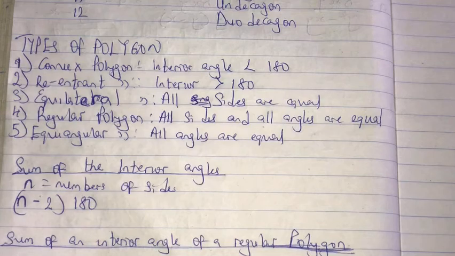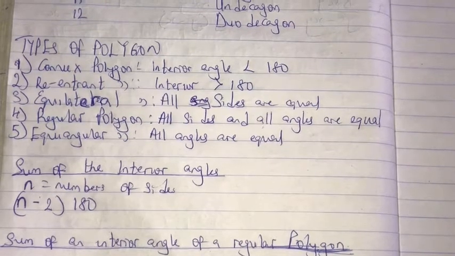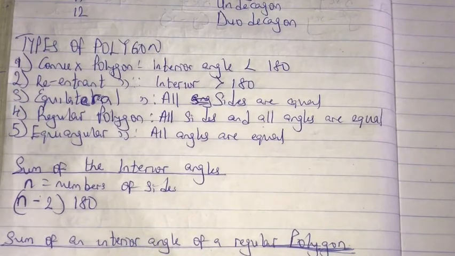For the convex polygon, each of the angles is less than 180. For the reentrant polygon, each of the angles is greater than 180, or you can say one or more of its angles is reflex.